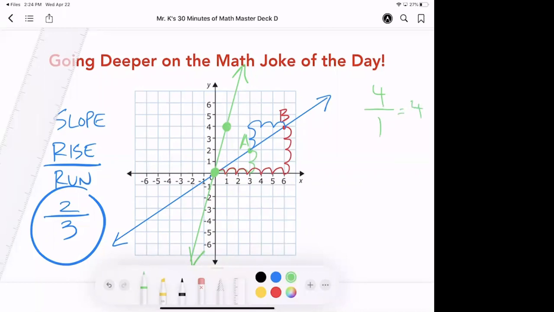And I'm going to use green to show this. How much are we rising? 1, 2, 3, 4. Very good. And how much are we running across? 1. So there you have it. That is absolutely correct. Well done. Well done.